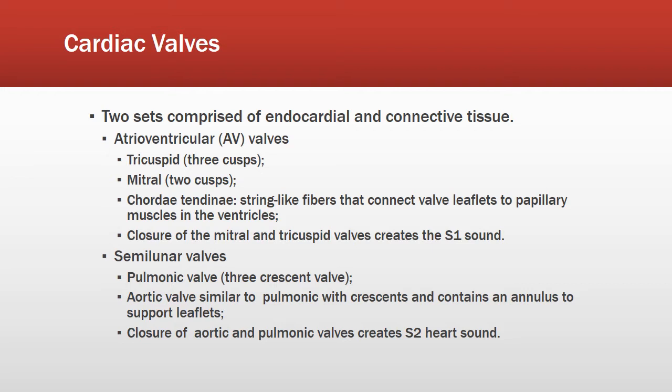The closure of the mitral and the tricuspid valves create the S1 lub heart sound and can be auscultated at the left lower sternal border for the tricuspid valve and the cardiac apex for the mitral valve. It occurs with systole, and S1 is heard best with the diaphragm, as it is considered a high-frequency sound. The bell is used with low-frequency sounds such as S3, S4, and murmurs that are caused by mitral stenosis.